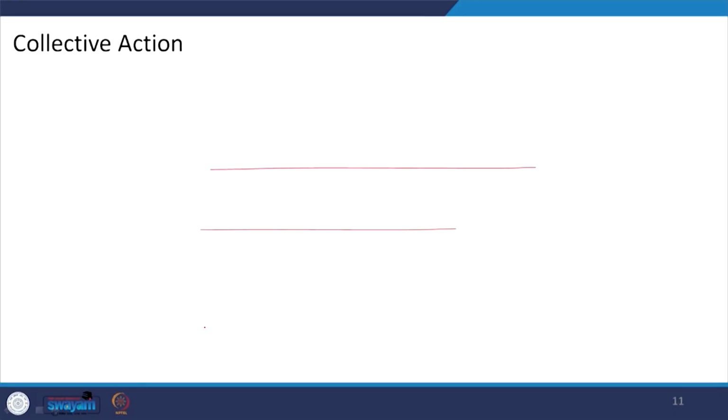So, based on these, now we will be discussing collective action. Here we will just discuss what collective action is and what the collective action problem is. Then we will be discussing the rest of the theories, which explain the solutions for the collective action problem, in the next lecture. So, let us discuss collective action.